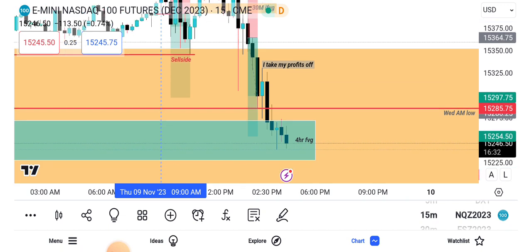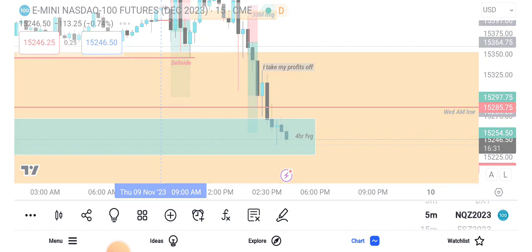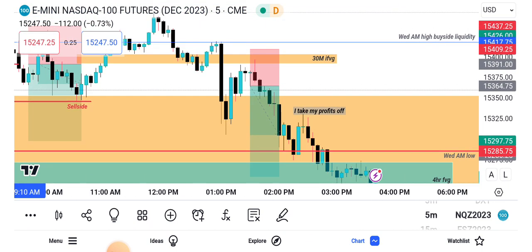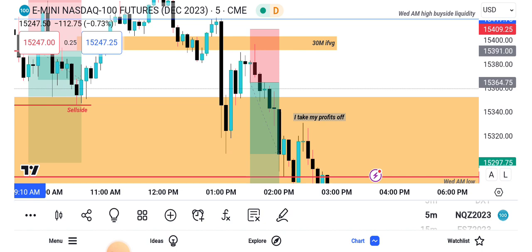So that's how the 15 minutes time frame played. Back to the 5 minutes chart.